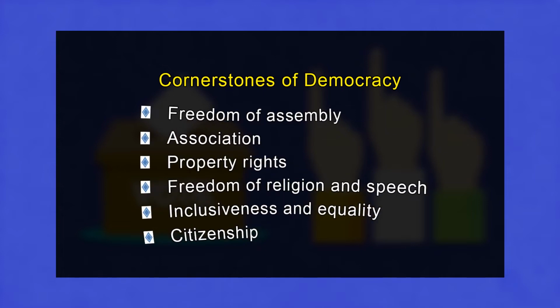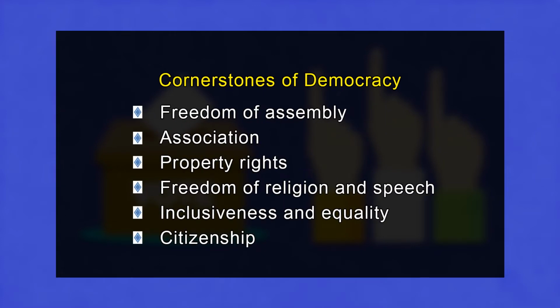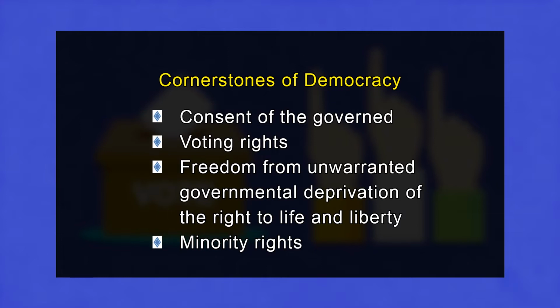Democracy is more than just a set of government institutions. It depends on a well understood set of norms, values, mindset and practices. Cornerstones of democracy include freedom of assembly, association, property rights, freedom of religion, speech, inclusiveness, equality, citizenship, consent of government, voting rights, freedom from unwarranted governmental deprivation of the rights to life and liberty, and minority rights.